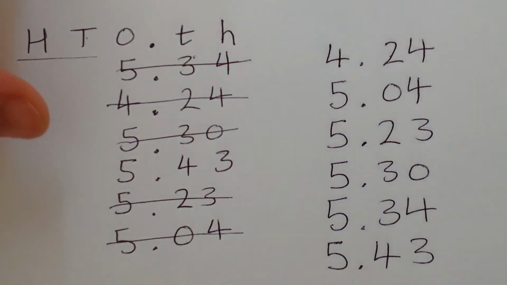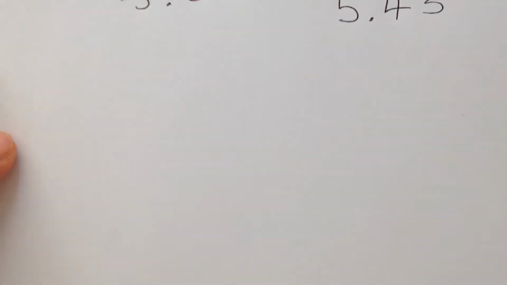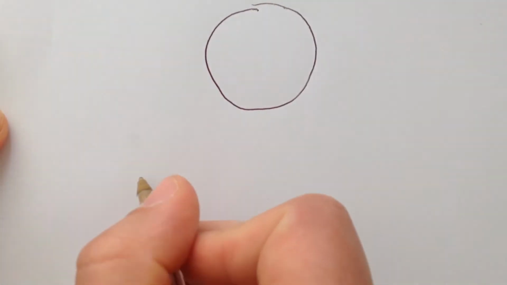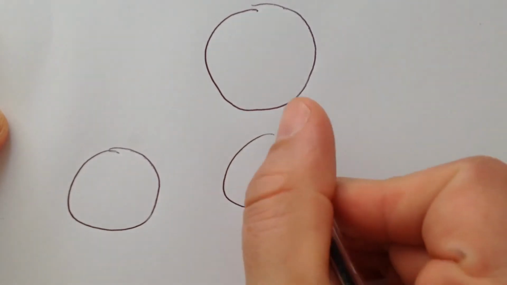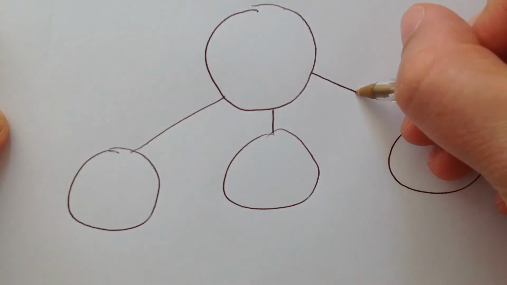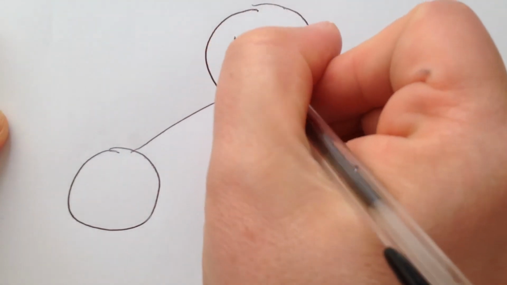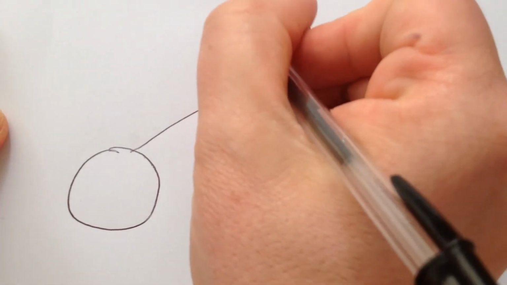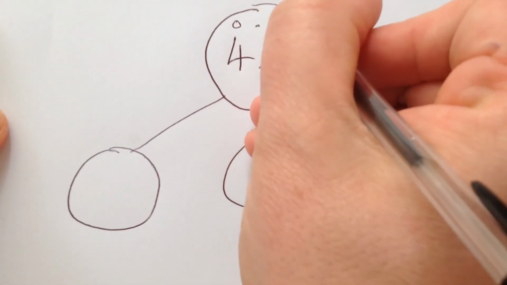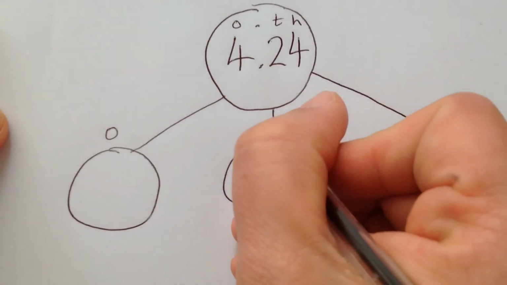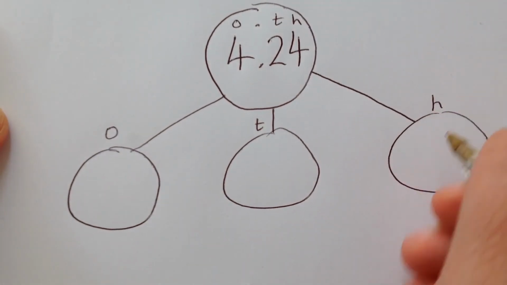But I also asked you to do some part whole models for me. So I'm just going to scroll up and I'm going to take one of those numbers. Firstly I'm going to draw my part whole model. So there is my whole. Here are my parts. Let's join them together. I'm going to start with the number 4.24. Now, my number here has ones, a decimal point, tenths and hundredths. So this one is going to show my ones. This is going to show my tenths and this is going to show my hundredths.